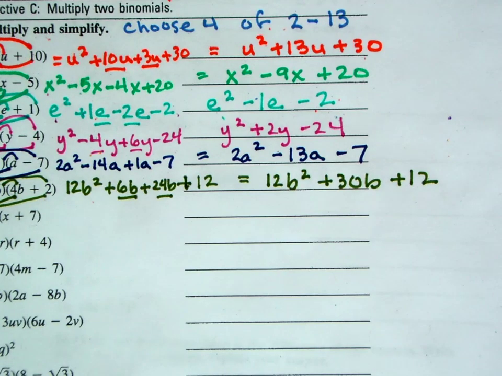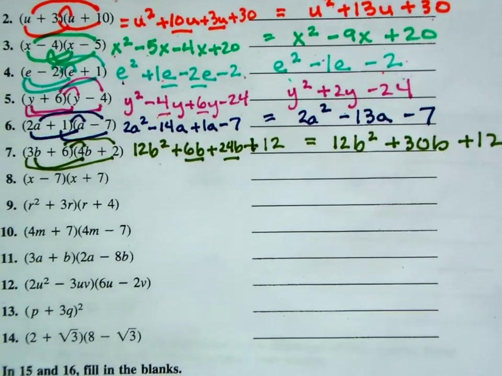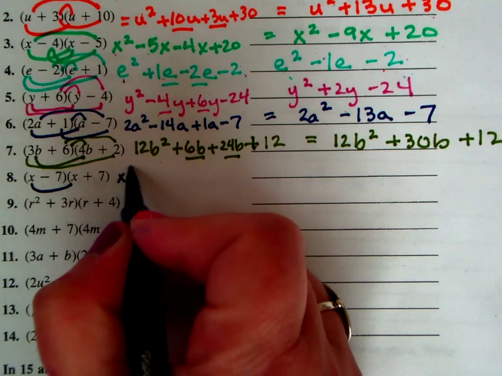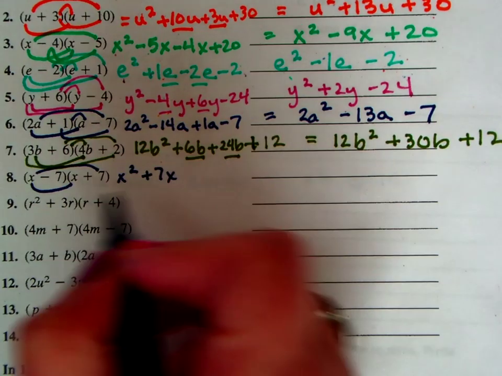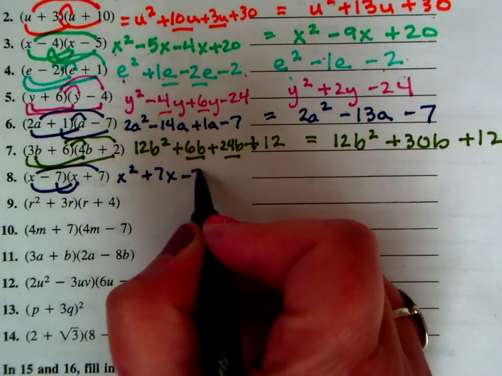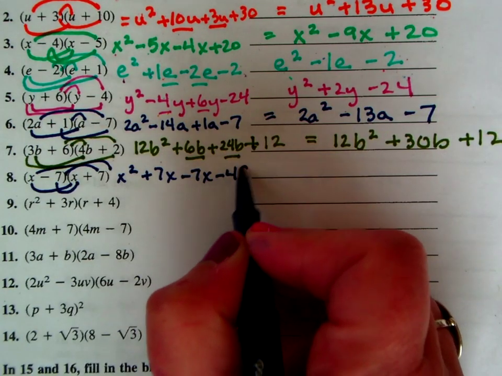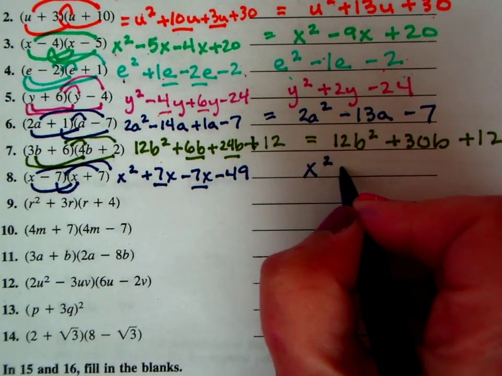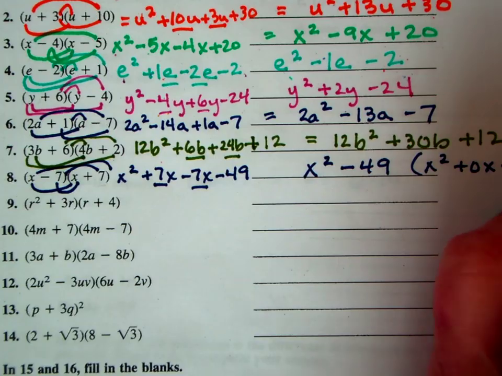Okay. Going to keep doing all these problems up to 13. If you've chosen your four and you're already past them, please feel free to go to the next spot. X times x is x squared. Outer is x times 7, which is 7x. Inner, which is negative 7 times x, which is minus 7x. And last, negative 7 times positive 7, which is minus 49. Now, these two are going to combine to give me 0, so my final answer is just x squared minus 49. If you wrote x squared plus 0x minus 49, that is perfectly fine.